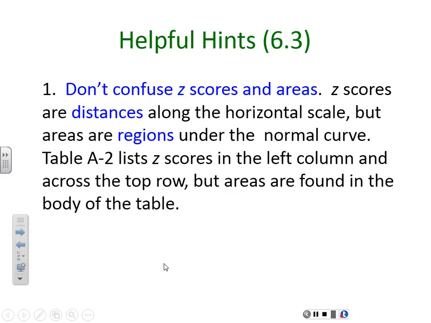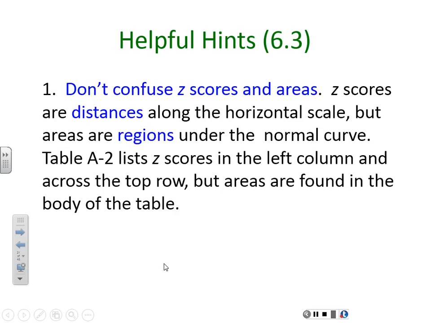So, some hints to pay attention to before we start looking at those. One is don't confuse your z-scores and your areas. Remember, your z-scores are those distances along your horizontal scale. Those are telling you how many standard deviations away from the mean you are. Whereas your areas are the regions under the normal curve. So your area under the curve is telling you your probability. So table A2 lists your z-scores in the left column and across the top, and your areas are what we had in the body of the table.